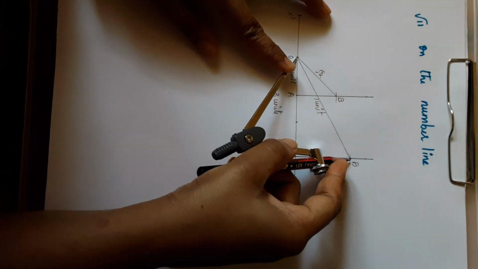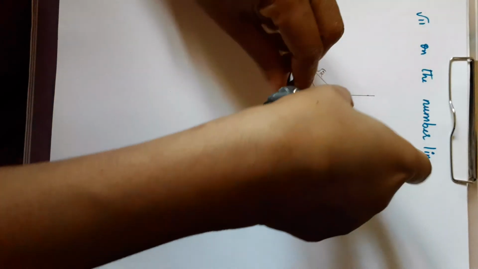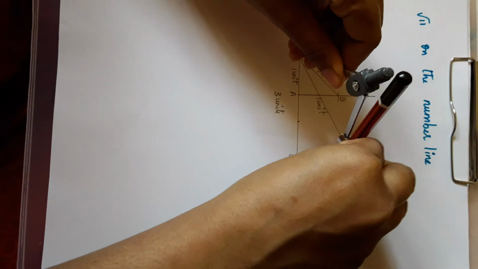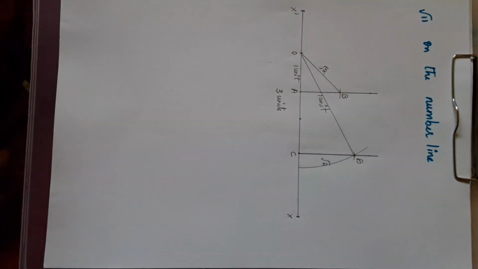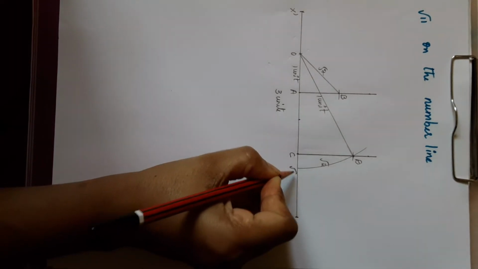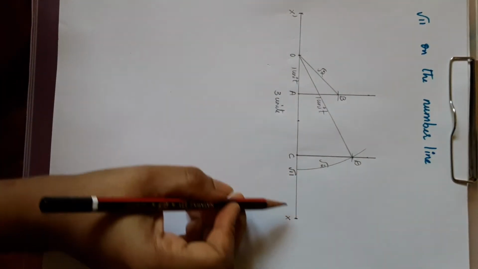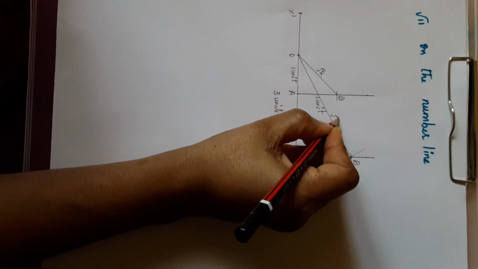Take OD as radius. From D, draw an arc touching the line x bar x. And this represents root 11 on the line x bar x. OD is root 11.